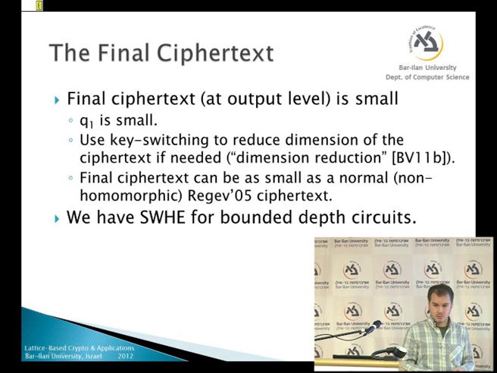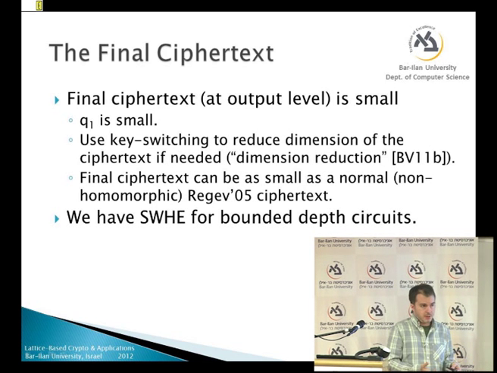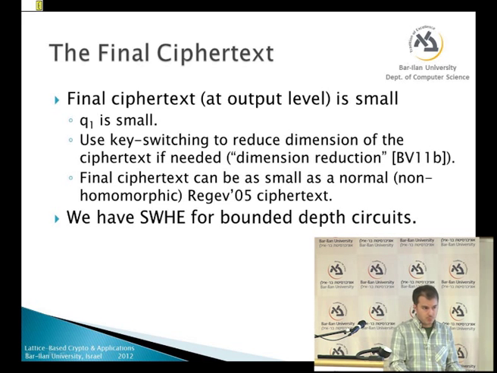How small is it? I'll defer to whatever was talked about in LWE encryption. It can look basically like a normal non-homomorphic Regev ciphertext. Maybe not exactly, but it's basically pretty close. If it's not, it's very close.